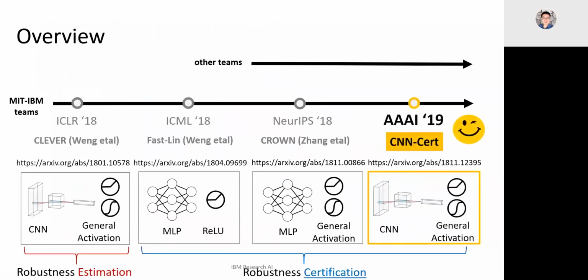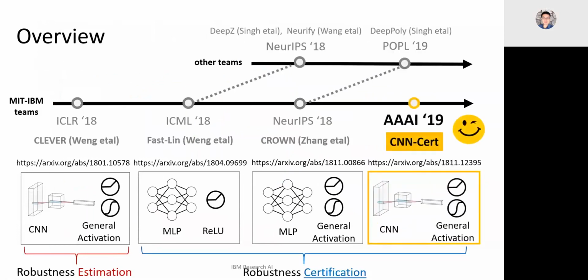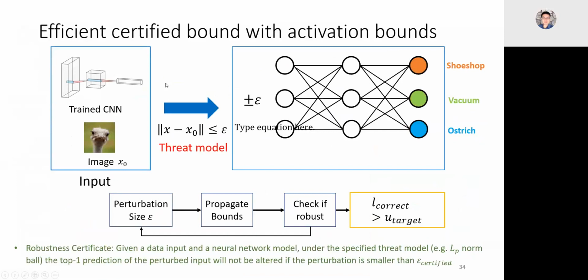So here is the overview of what's been developed in the past few years. We have done a series of works along the line of robustness certification and evaluation, including CLEVER, Fast-Lin, CROWN, and CNN-Cert. These are different versions of our robustness certification works. We are trying to make the functions more general and support different network models. So I'll go ahead and explain what we are doing for this line of work.